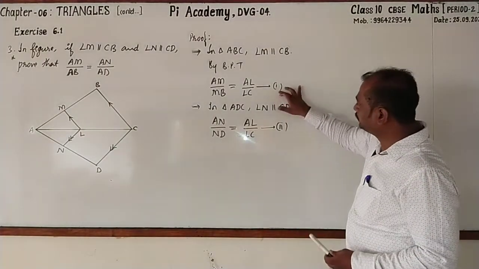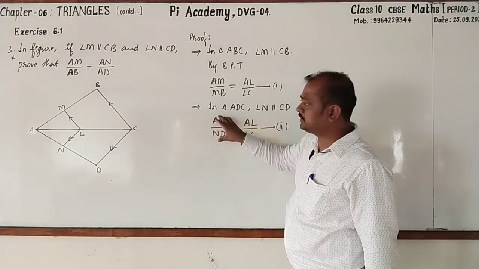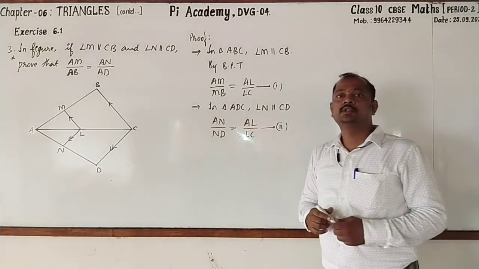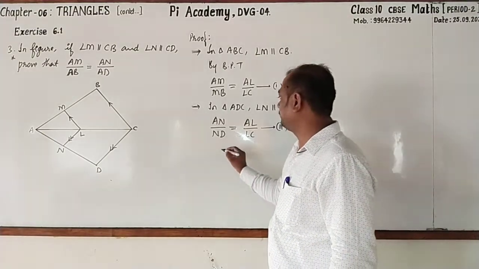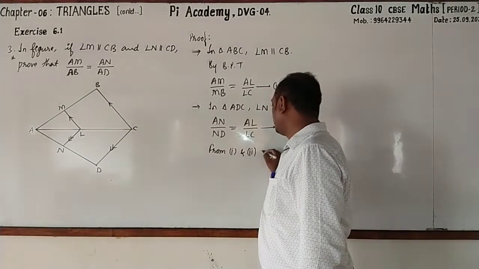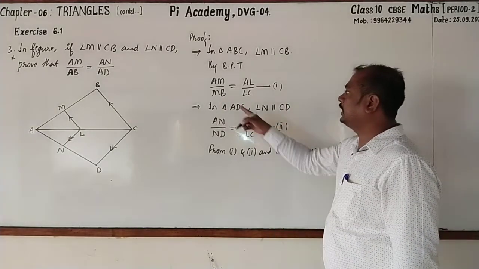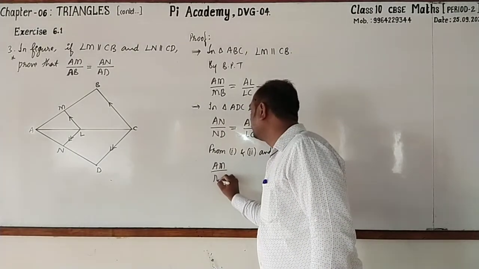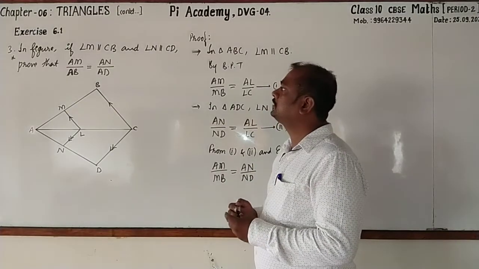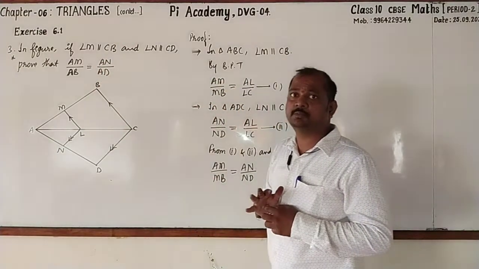See that? In both the statements, AL by LC. These are two different things equal to the same thing, so they are equal to one another. According to what? Very good. According to Euclid's axiom. Here I'll write: from statement 1 and 2 and Euclid's axiom, AM by MB is equal to AN by ND. But you can notice that AM by AB is equal to AN by AD. This is the statement to be proved.